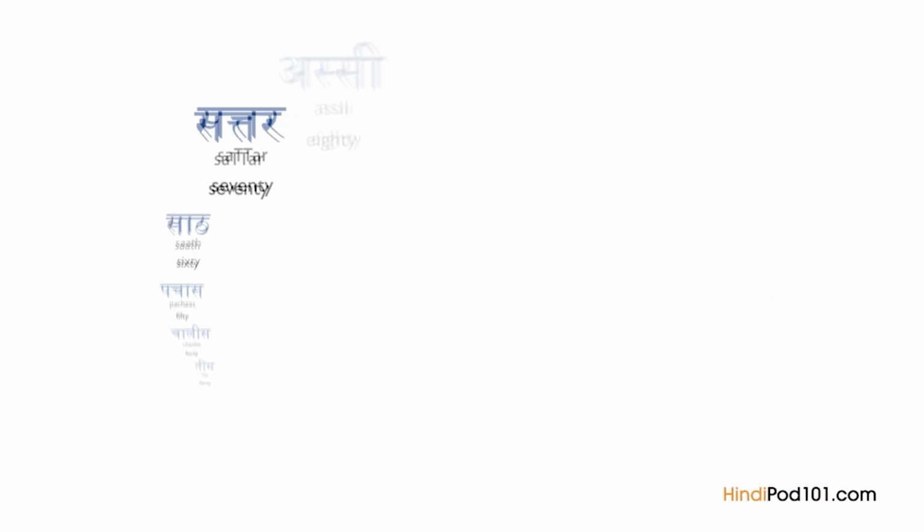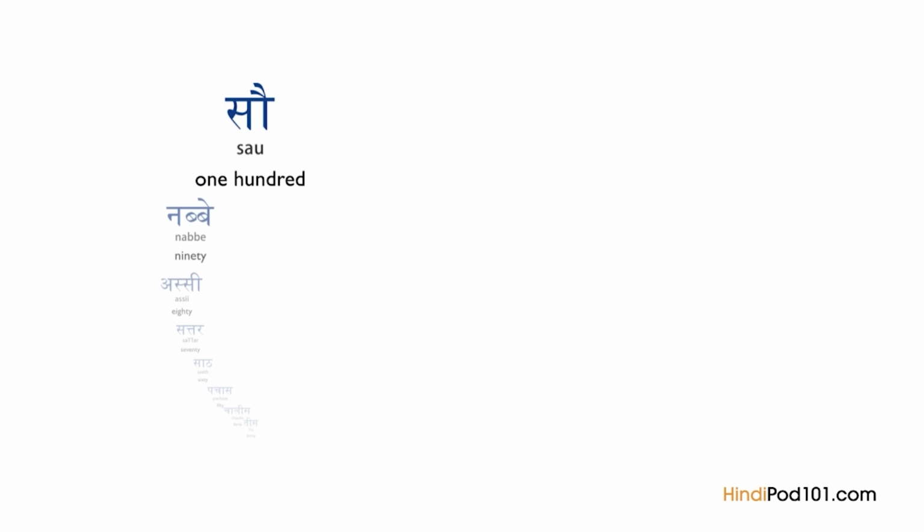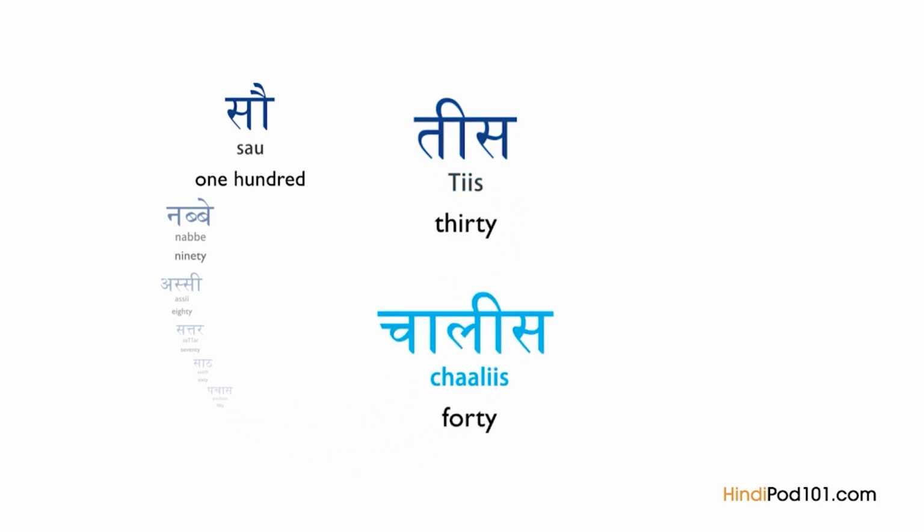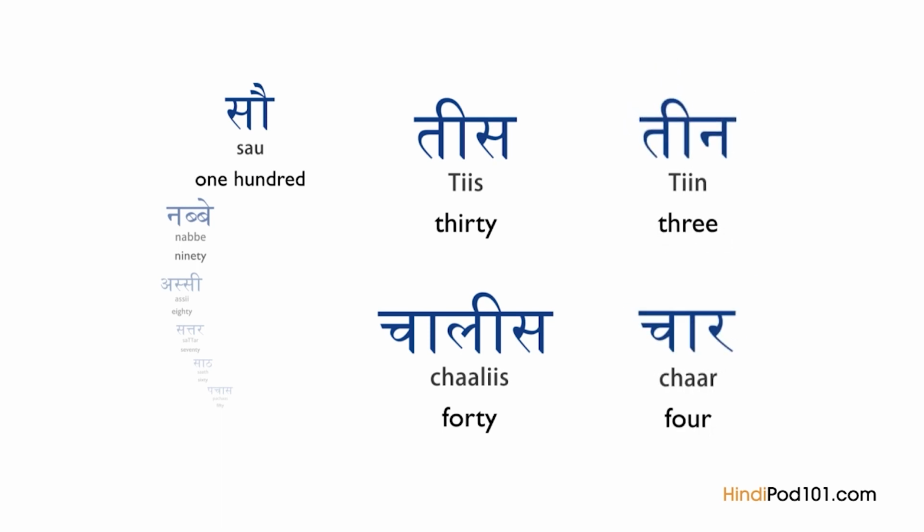While you have to memorize many of the numbers, there is a trick that will make memorizing them incredibly easy. Notice that 30 is tees and 40 is chaalees. Do you remember what 3 and 4 are in Hindi? Well, let me remind you. 3 is teen and 4 is chaar. As you can see, the sound T of teen is used in tees, 30.